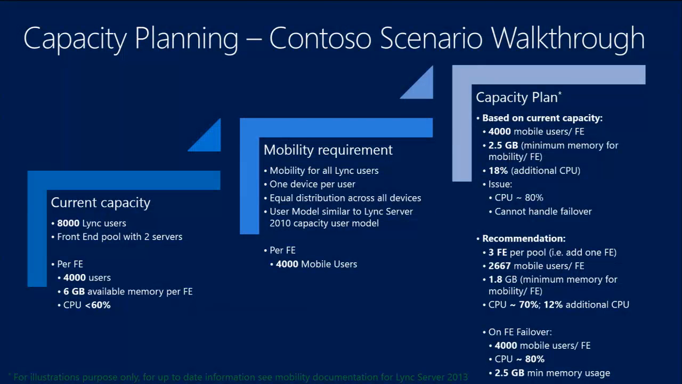So for our mobility requirement, we're going to have 4,000 mobile users, with 1 device per user, just equal distribution. This calculator is going to help us spit out this data. So basically, we're looking at 4,000 mobile users. On the front end, we need 2.5 gigs of memory per front end and 18% additional CPU, and then it's going to spit out our recommendations. This calculator exists today, and if it's something you haven't looked at, I would definitely recommend downloading it and running through a scenario.